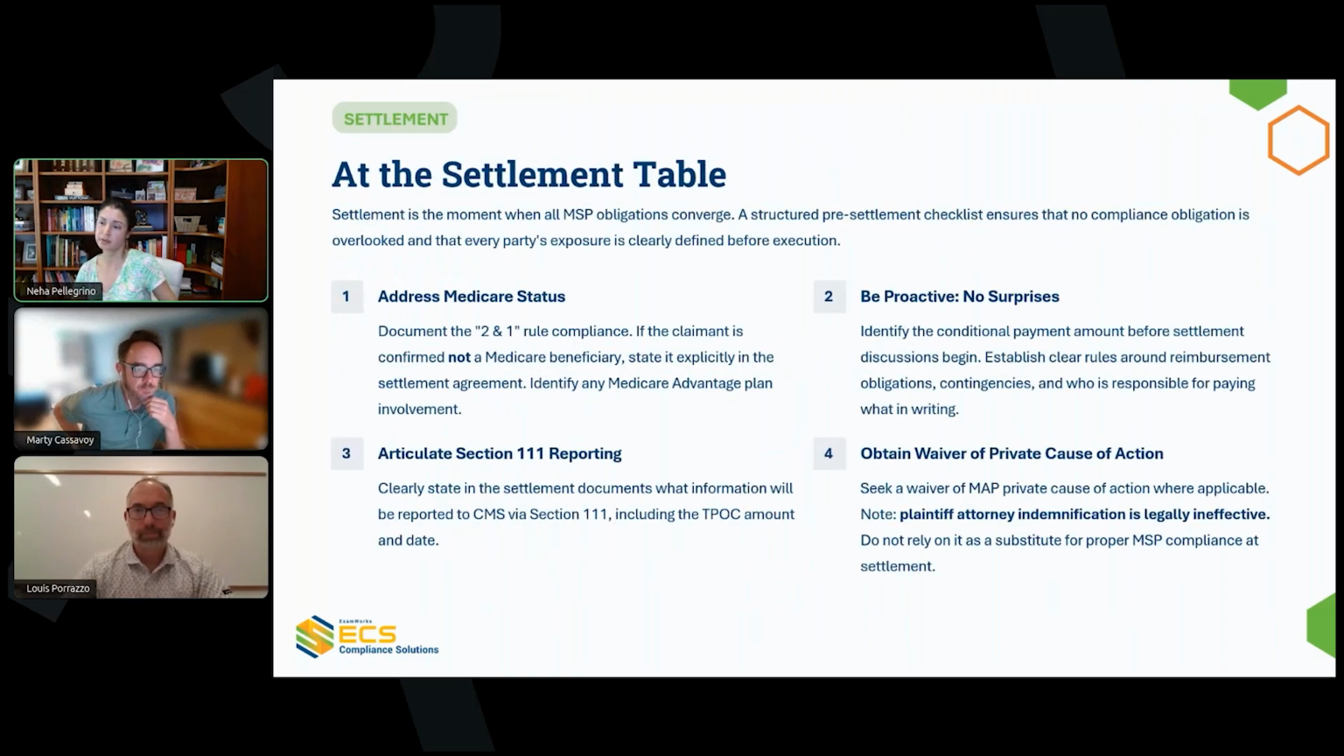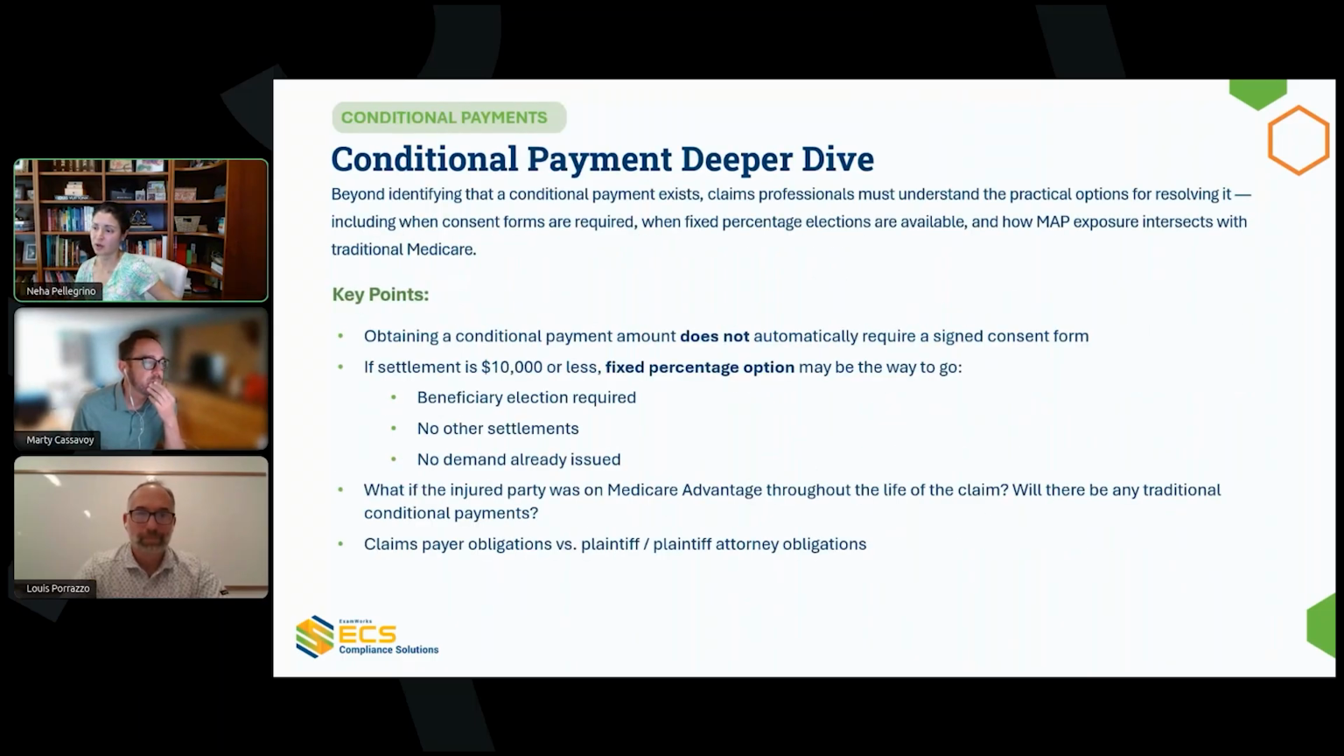Okay, so what if, same slide, next bullet. So if you have someone that is on Medicare Advantage, is it possible that they could also have traditional conditional payments? Bottom line here is yes, that is possible. It's possible to be on both Medicare Advantage as well as Medicare. So, it's important to coordinate with the Medicare Advantage plans early, and also to determine which party is going to be taking responsibility for these liens.